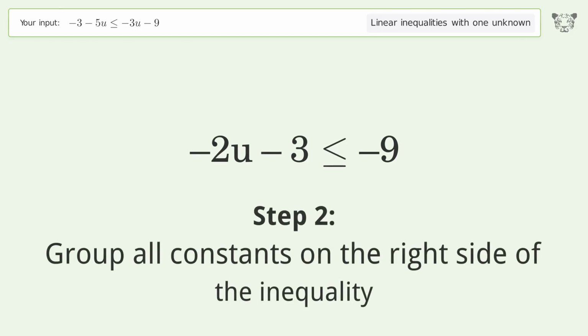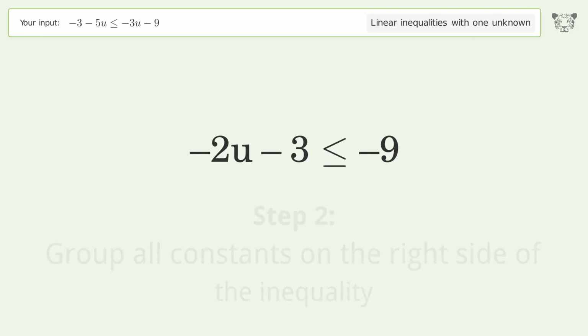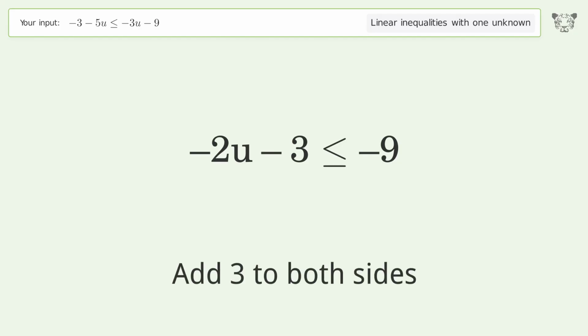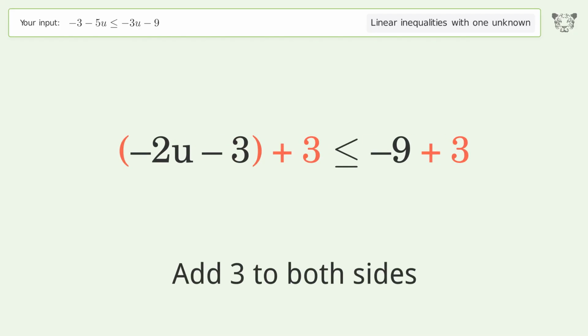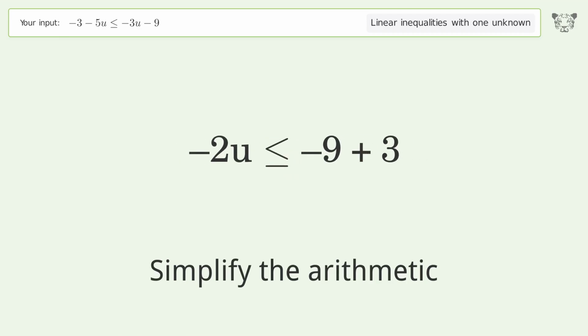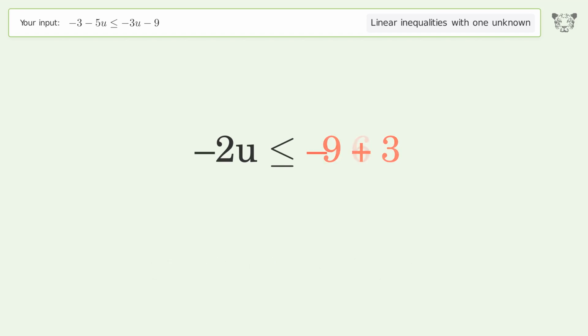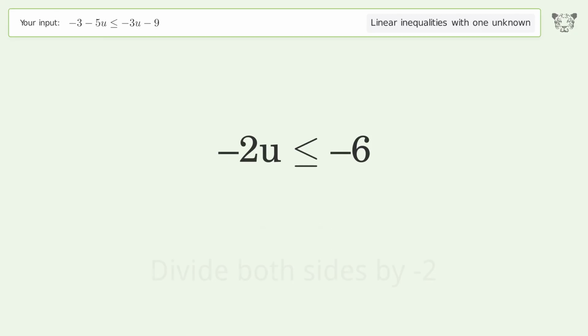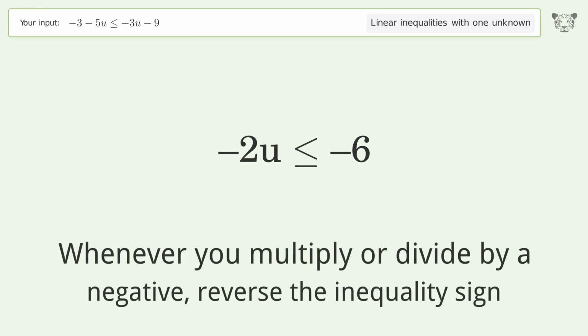Group all constants on the right side of the inequality. Add 3 to both sides. Simplify the arithmetic. Isolate the u. Divide both sides by -2. Whenever you multiply or divide by a negative, reverse the inequality sign.